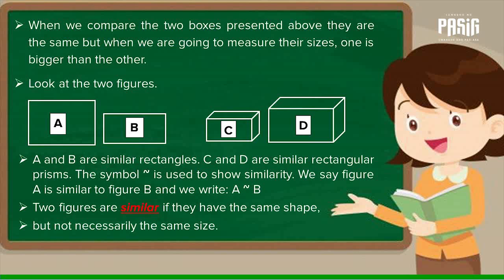Look at the two figures. We have figure A, figure B, figure C, and figure D. A and B are similar rectangles. C and D are similar rectangular prisms. The symbol ~ is used to show similarity. We say figure A is similar to figure B, and we write A ~ B. Two figures are similar if they have the same shape but not necessarily the same size.